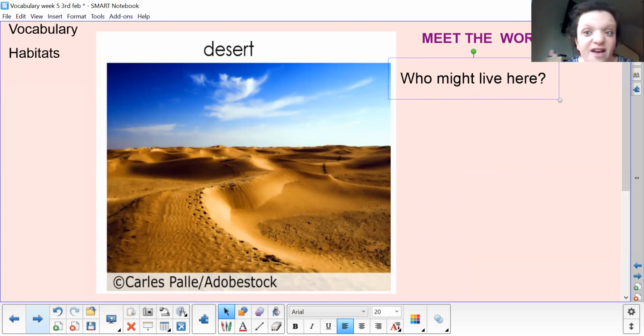Okay, so in the desert we find plants such as cacti. We might find camels and little sand animals and little foxes and little rats and things like that that can cope in the desert and in the heat and have got ways of going without water for a long amount of time. So you can send your lists to us at year2 at thepalmeracademy.com, or you can just show us your learning when you complete the quiz at the end of this vocabulary session.